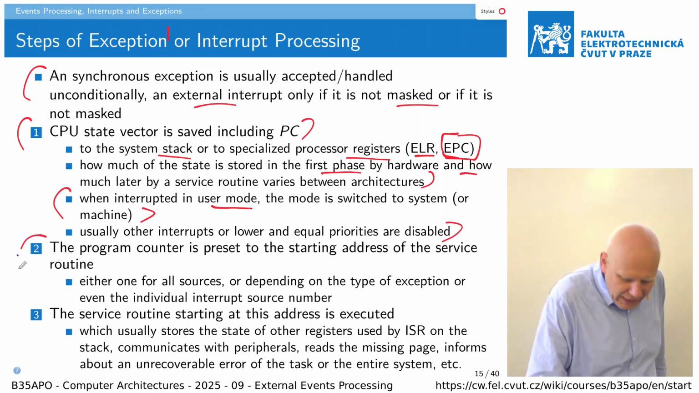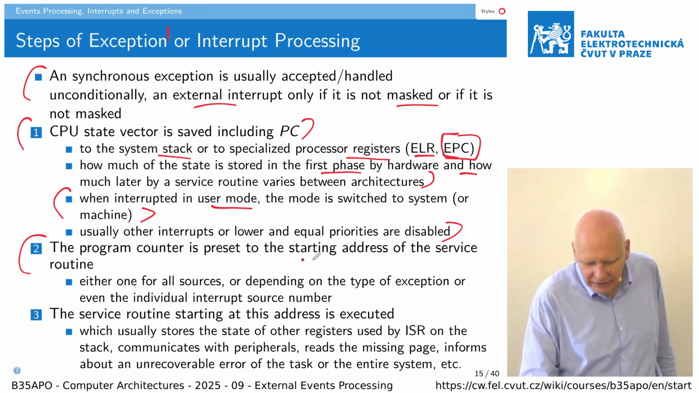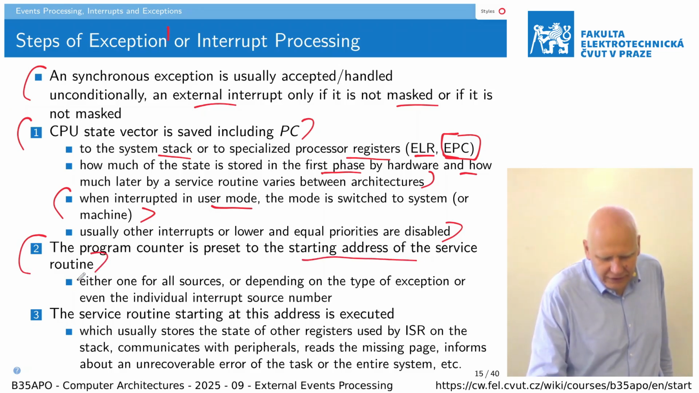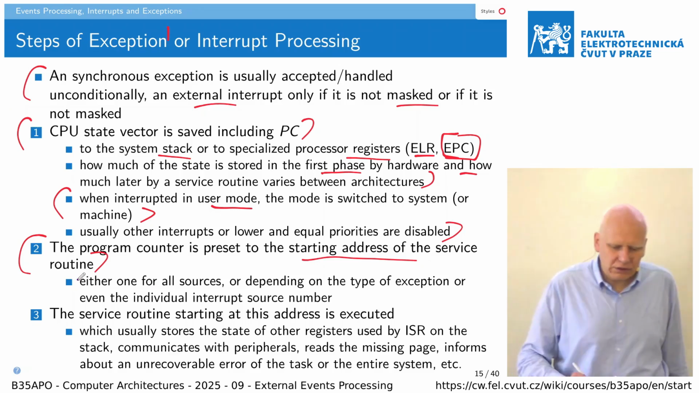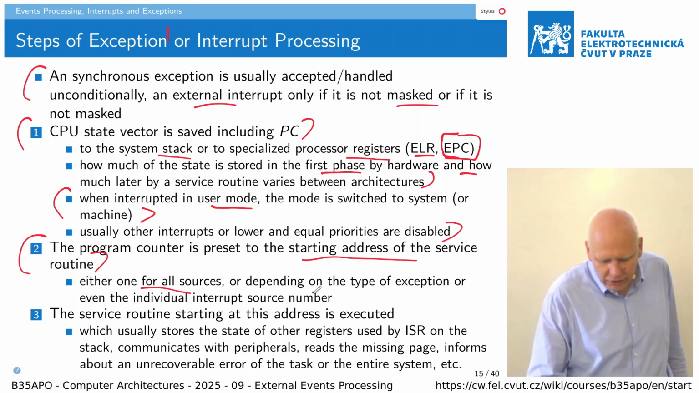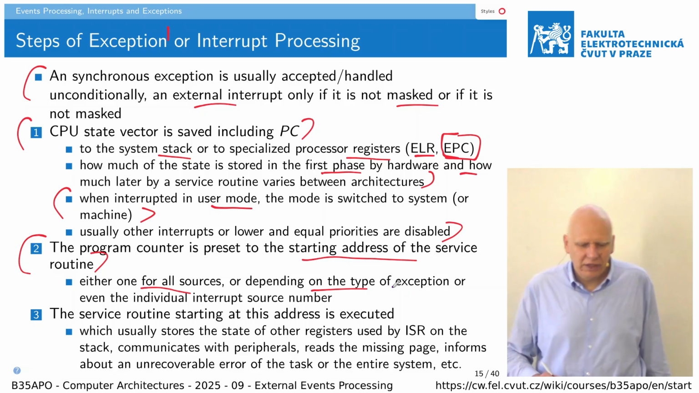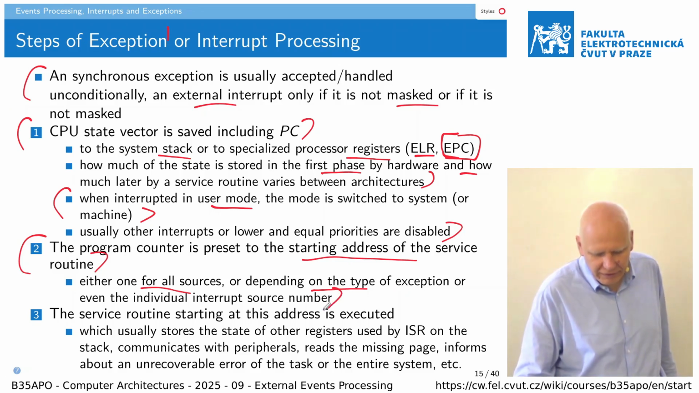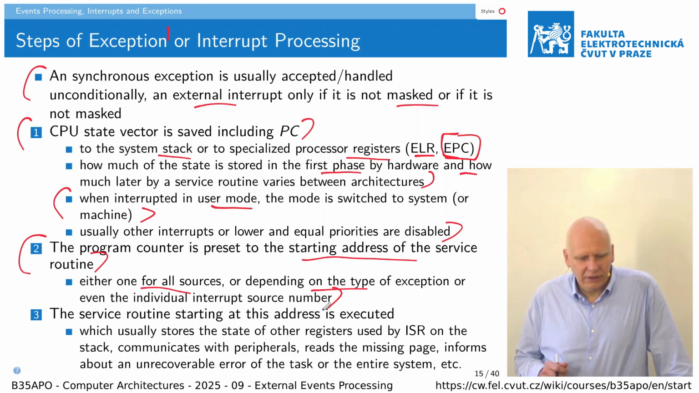And then the program counter is set to the starting address of the service routine, and that service routine can be one for all sources, or it can be dependent on the type of the exception or even on the individual source number in this case.